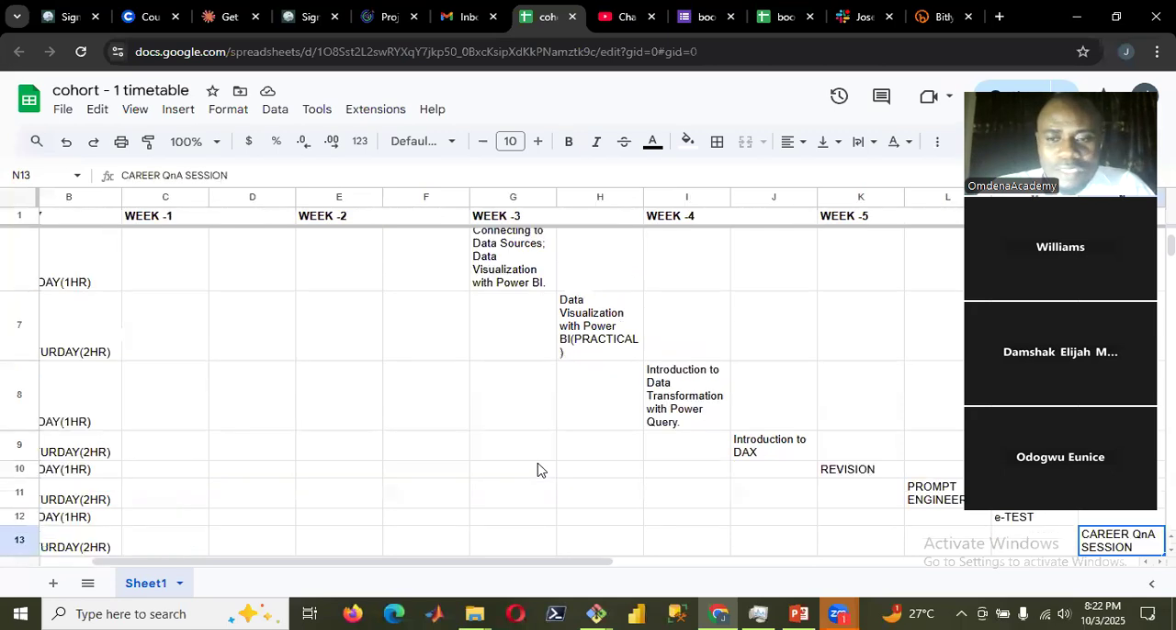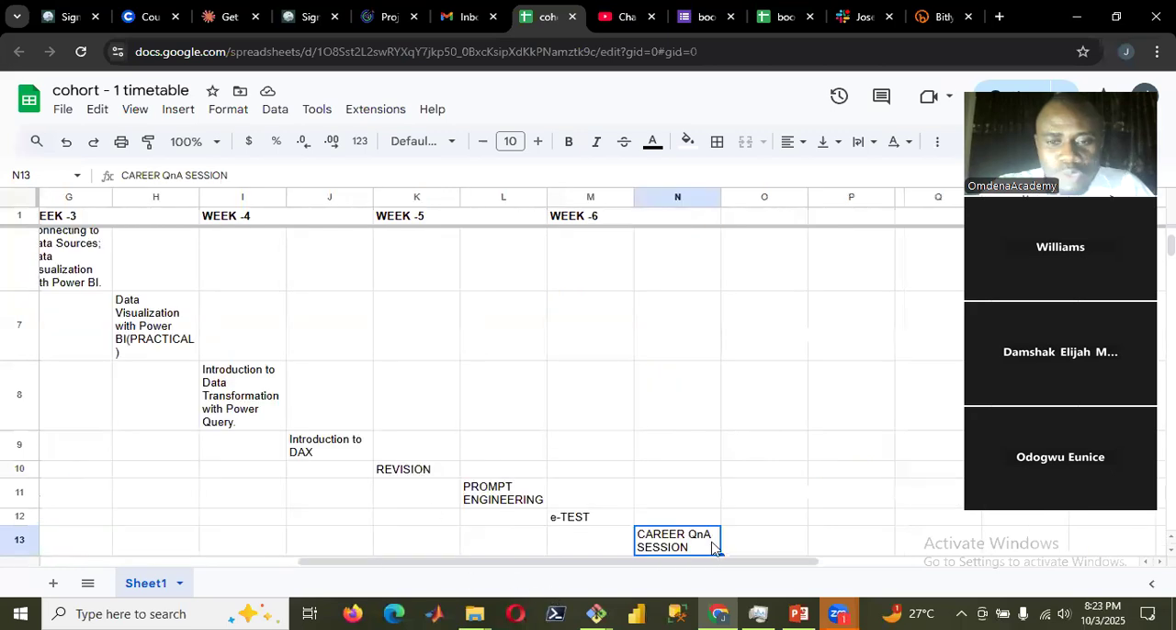Then we're going to have career session. Let me shift this so that you can see it. Yeah, we're going to have career Q&A session. So I'm going to invite some of my friends from the industry. So we're going to have a session where we'll share a survey form so that you can bring up some questions. In this career Q&A session, we are going to ask questions and then we will answer you.